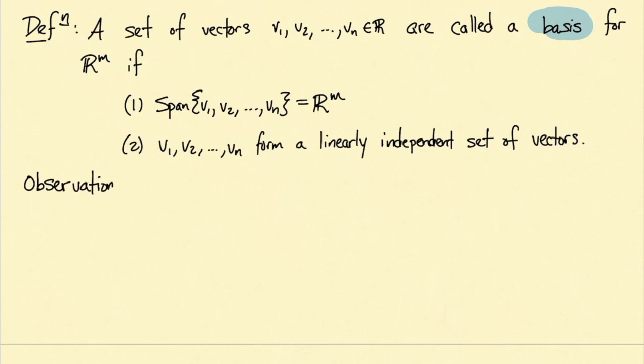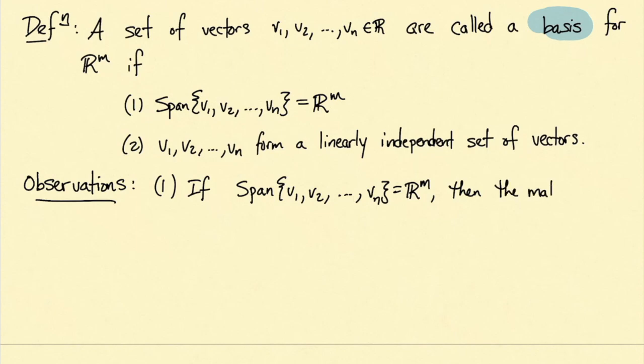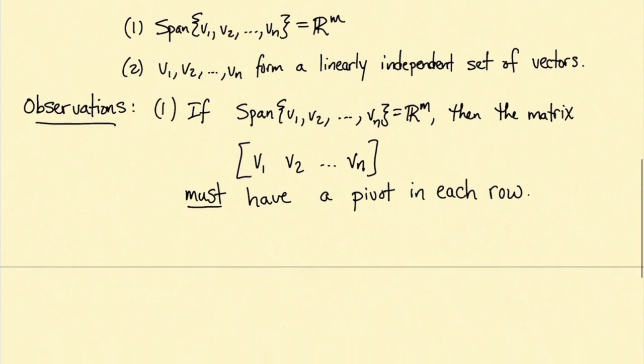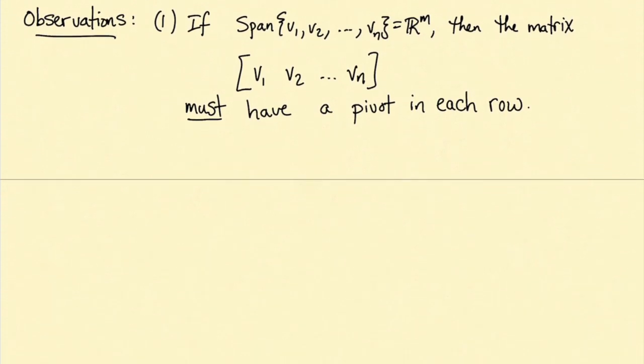So, two quick observations about this. Number one, if the span of these vectors is going to be all of Rm, then the matrix with columns v1, v2, down to vn must have a pivot in each row. This tells us that our matrix must have at least m columns, since there are always going to be m rows, and there cannot be more pivots than there are columns.